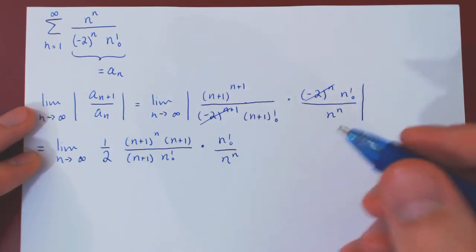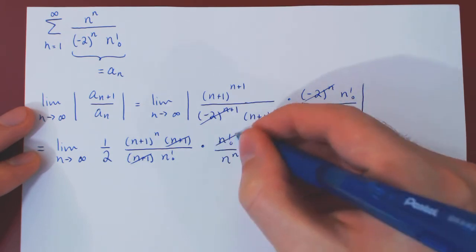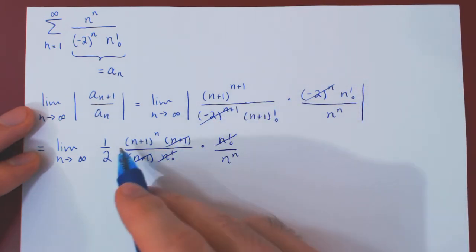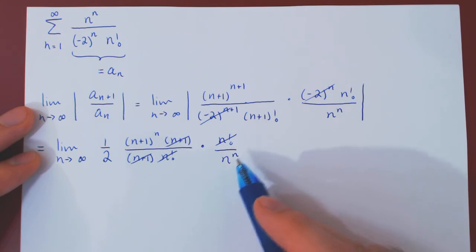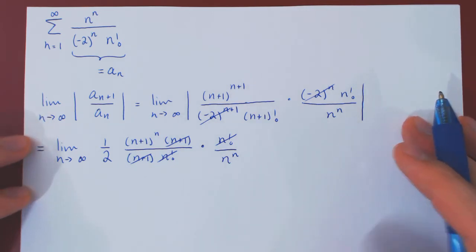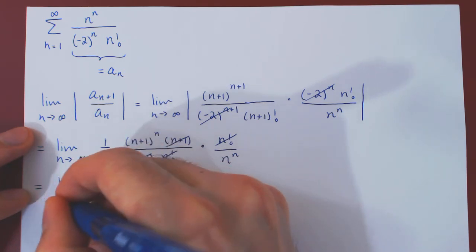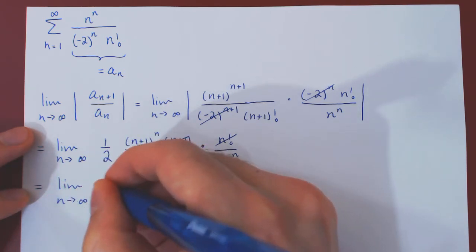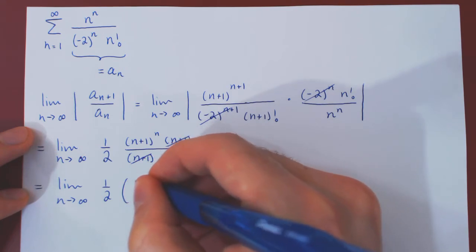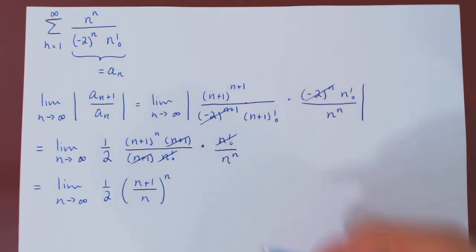Well, now we can simplify quite a bit. The (n+1) over the (n+1) cancels. The n factorial over itself cancels. And we're left with (n+1) to the n over n to the n. Notice that both terms are raised to the nth power, so let's combine them together under a single exponent. This is now our limit.